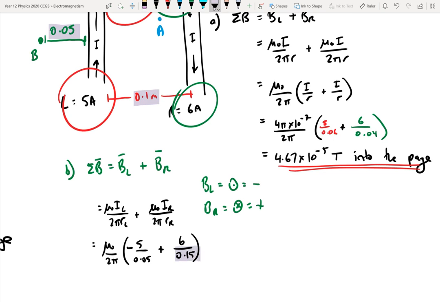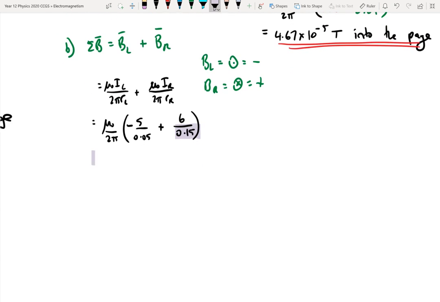I hope we can see, I'm trying to color code and highlight things there. I'm pretty sure the left wire is going to predominate in this fraction because this is going to be timesing it by 20. You're going to get a negative answer. So it's saying that the resultant field strength is going to be negative. It's going to be out of the page. Did you solve it? Negative 1.2 times 10 to the negative 5.